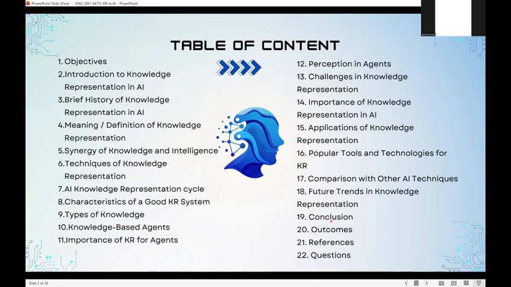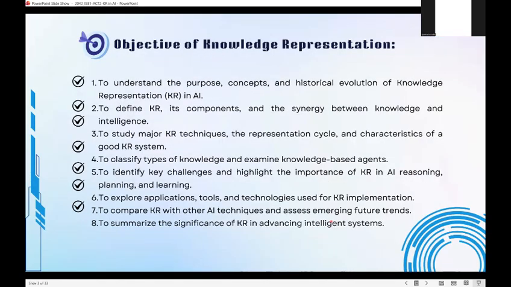This is the table of contents for today's talk. So, in this short talk, we learn what knowledge representation or KR means, why it's important, the main techniques used, the types of knowledge in AI, and where KR is applied. By the end, you'll see how knowledge becomes the heart of intelligent behavior in machines.